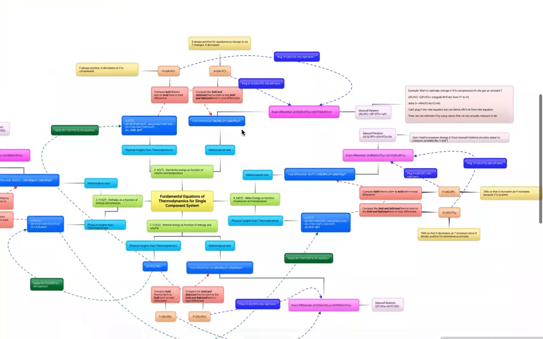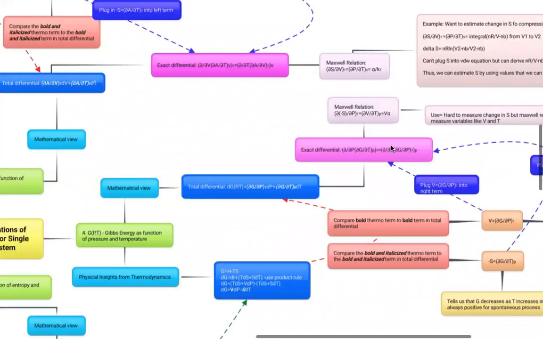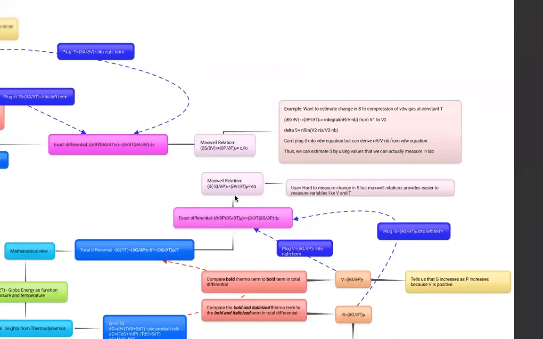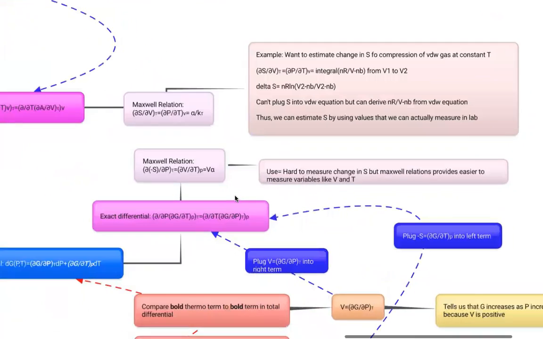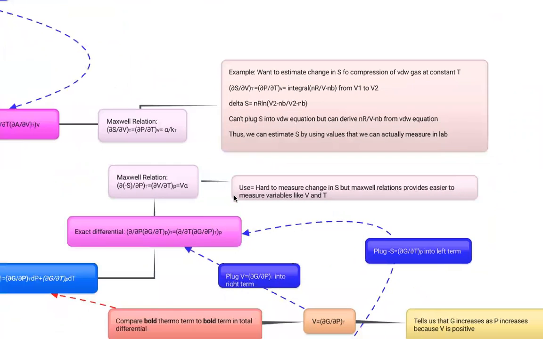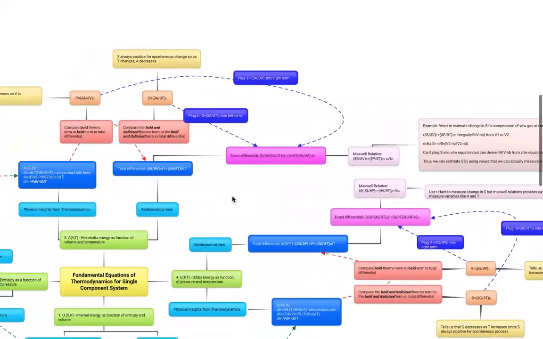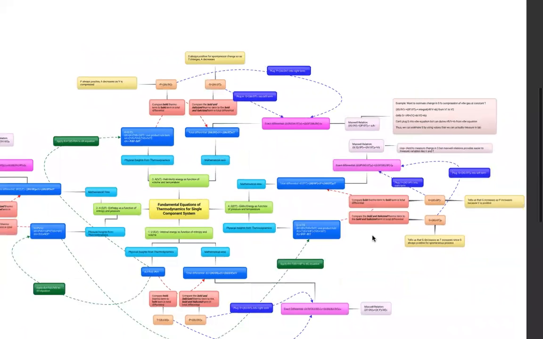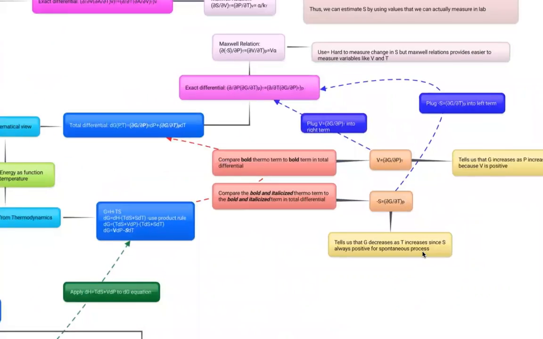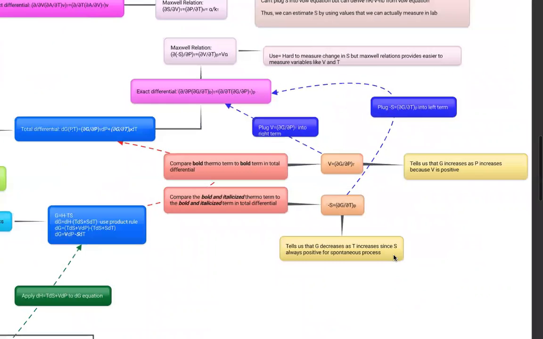Another application of a different Maxwell equation, similar concept, is the Maxwell equation derived from the Gibbs energy. It's similar. It's hard to measure entropy in a lab, but this Maxwell relation relates it to volume and temperature, which are easier. So instead of pressure and temperature, it's volume and temperature. And then another application that I found interesting was based on the values we found from the Gibbs energy and the Helmholtz energy. I'll start with the Gibbs energy.